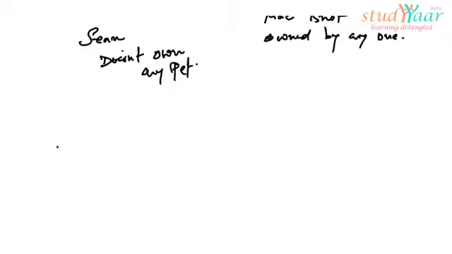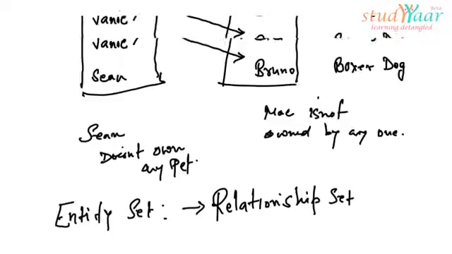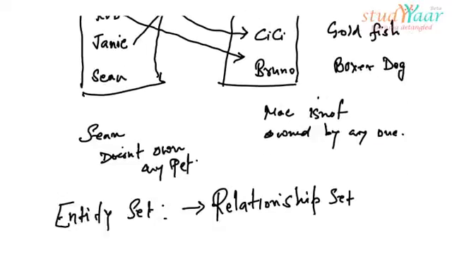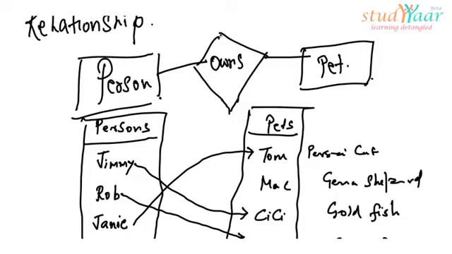So just like we had an entity set, we have a relationship set. It is the set of all relationships which have a common relationship type. In this case, that relationship type is person owning a pet. So I'll just tell you how we represent relationships. A relationship is represented by a diamond, like we've done it here. Owns is a relationship and it's represented by a diamond.